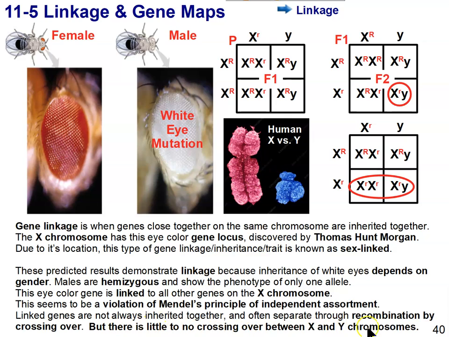However, when it comes to sex linkage, there's little to no crossing over between the X and Y chromosomes. So again, they have different genes. There are many more genes on the X chromosome than the Y chromosome. So there's very little to no crossing over between the X and Y chromosome.